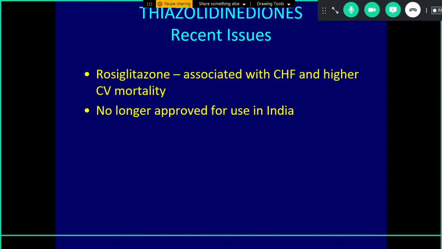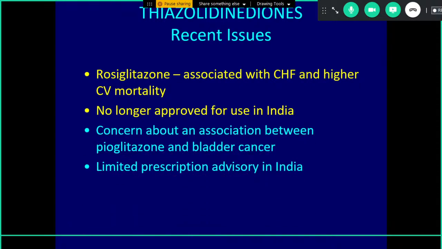Rosiglitazone, which was around for a while, has been shown to be associated with congestive heart failure and is no longer approved. There is also a limited prescription advisory in India for pioglitazone because there had been some concerns about the relationship of pioglitazone with bladder cancer. Not sure how much that has been borne out, but people are reluctant now to give a larger dose of pioglitazone. Most people stop at 15 milligrams, but definitely not more than 30 milligrams. Previously, we used to go up to 45 milligrams.